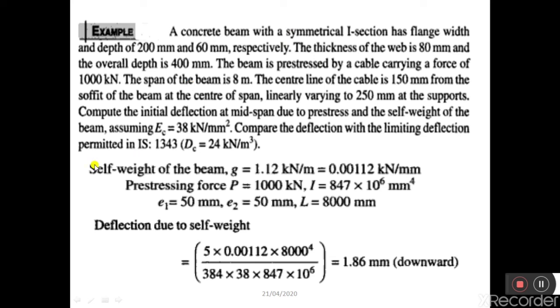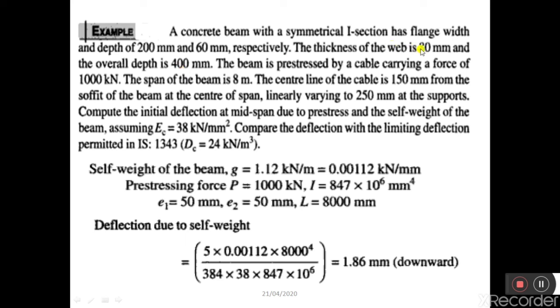So firstly, I will calculate self weight of the beam. So self weight of the beam is equal to 1.12 kilonewton per meter. Self weight of the beam is obtained from cross section area into density of concrete. So cross section area of the I section is equal to 2 into area of a flange, that is 2 into 200 by 60, plus cross section area of the web. So the cross section area of the web is 80 into 400 minus 60 plus 60.